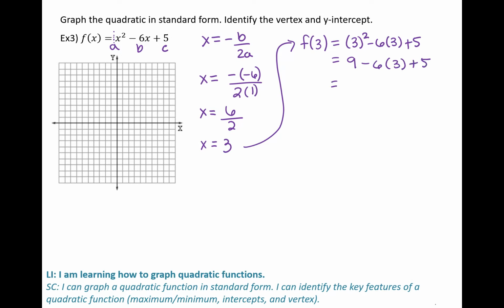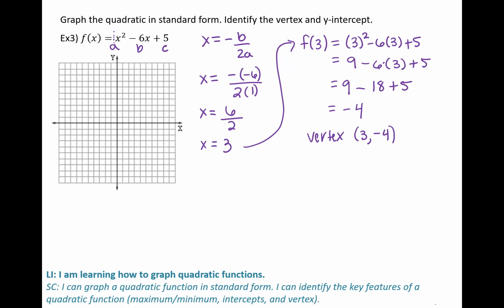Then I go through and do any multiplication and division. Remember this right here is multiplication. So 9, and then negative 6 times 3 is negative 18 plus 5. And simplify. 9 minus 18 is going to be negative 9, plus 5 is going to be negative 4. Sorry, just making sure the math was good there. Yep, negative 4. And so then our vertex is going to be at 3, negative 4.